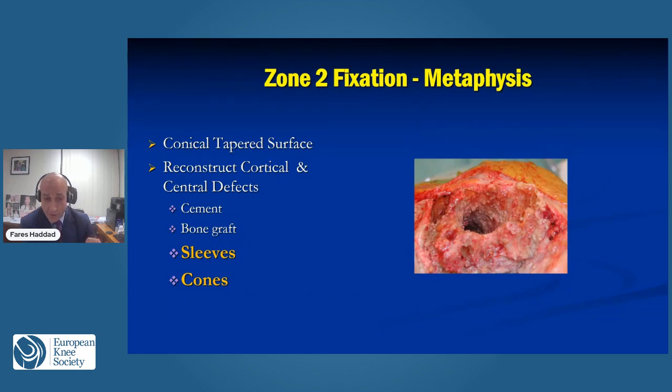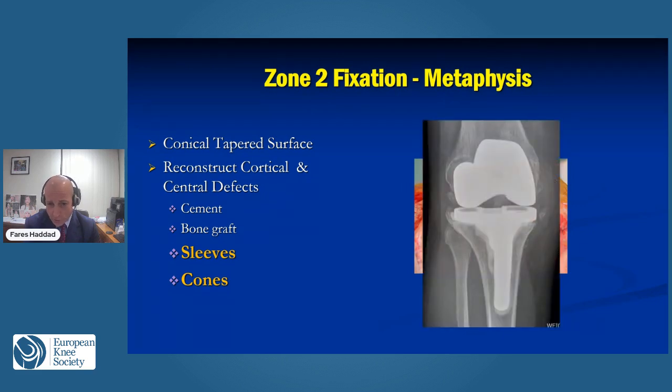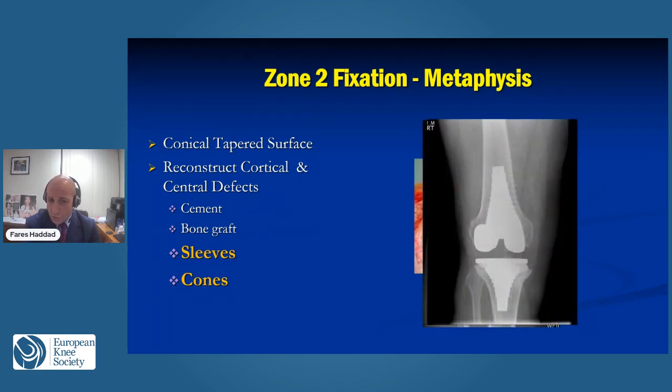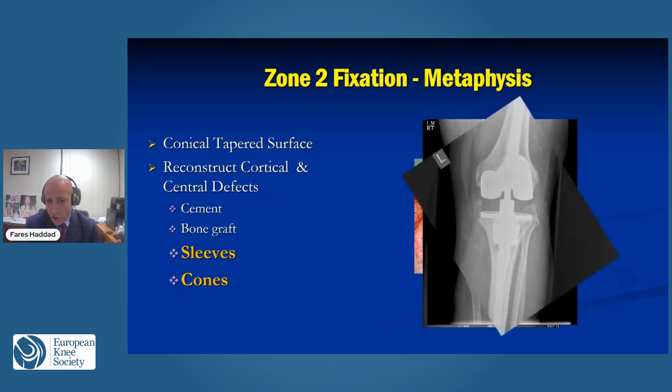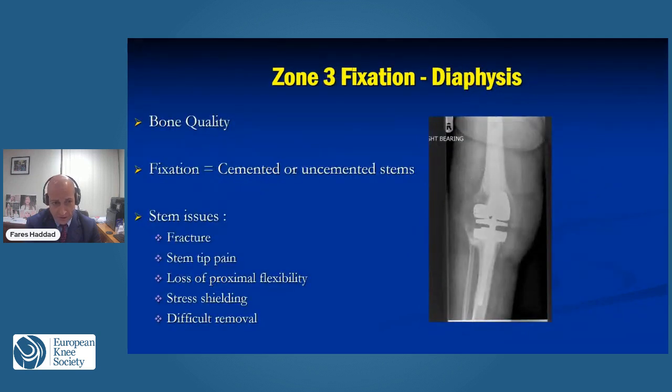The real challenge, but the real key to all of this, is the metaphysis. The metaphyseal shape will be familiar to all knee surgeons, but we need to find a way in the metaphysis of reconstructing those central defects in particular, but also often cortical or uncontained defects. And that's where the world, I think, has moved on from cement and bone graft, still used sometimes, but largely towards sleeves and cones. So we're going from a traditional reconstruction more towards the use of sleeves or the use of cones like this as the new standard of care for revision knee arthroplasty.